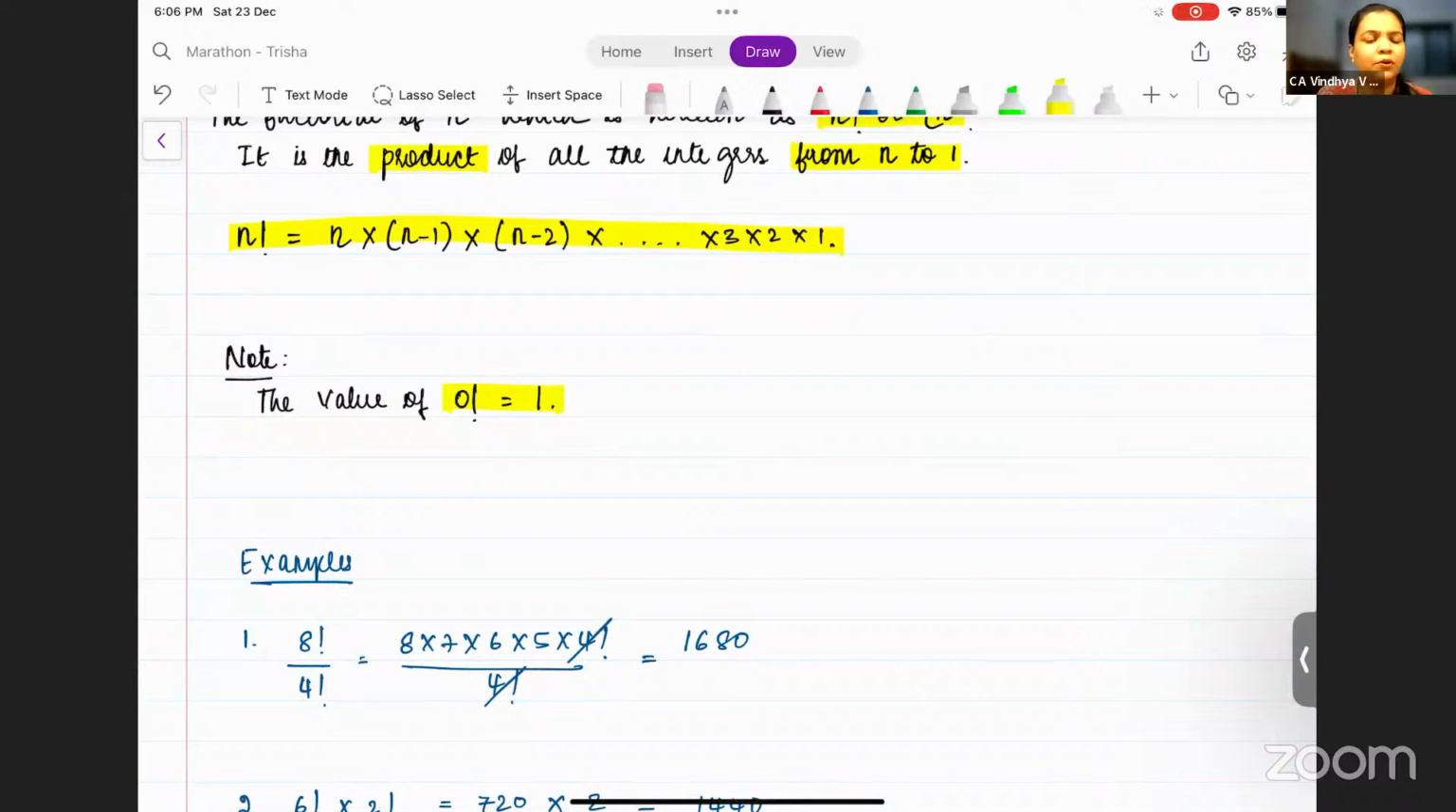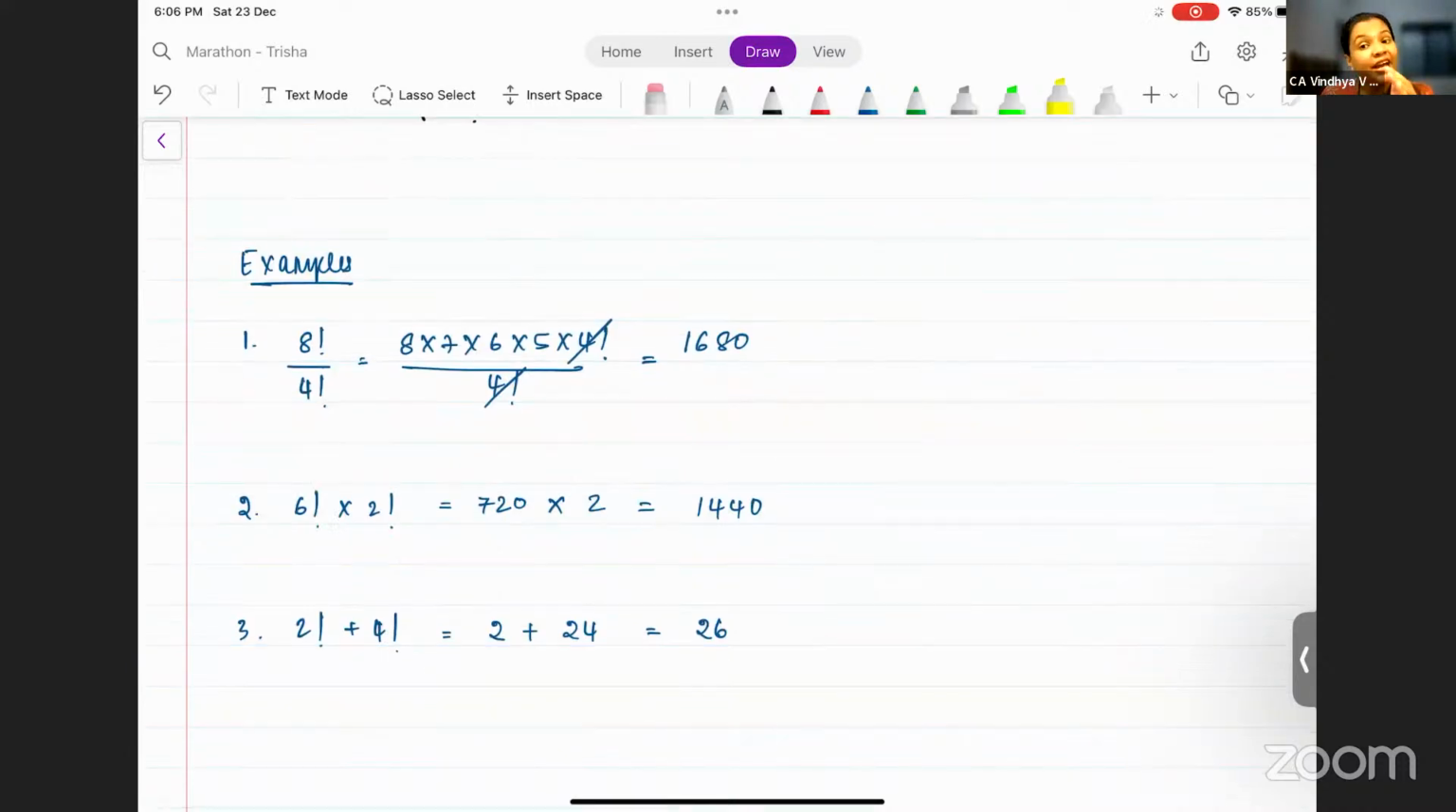Okay. A few examples of how to solve factorials. If you have 8 factorial by 4 factorial, you cannot cancel 4 ones are 4, 4 twos are 8. Okay. It's not values. It cannot be cancelled as values. So you have to find the value of 8 factorial and 4 factorial and then cancel them.